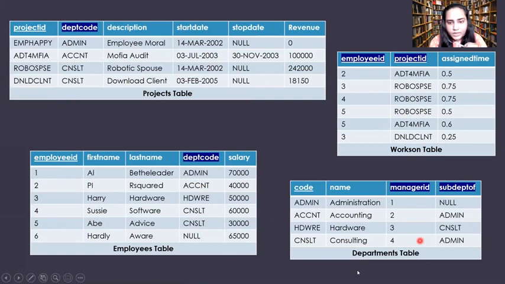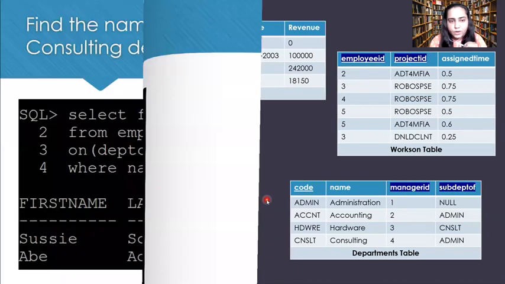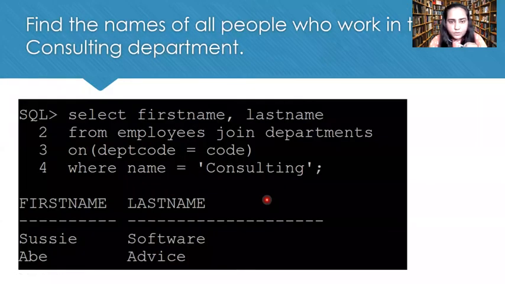And you can see that I can get the name of the department consulting from here, and I can get the first and last names of all employees from the employees table. So this makes my work easier by taking a join using the on keyword. So this is your query. You can go ahead, pause the video, implement, and come back to the video.